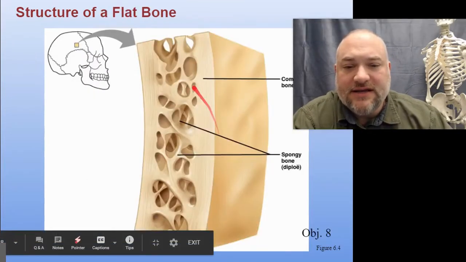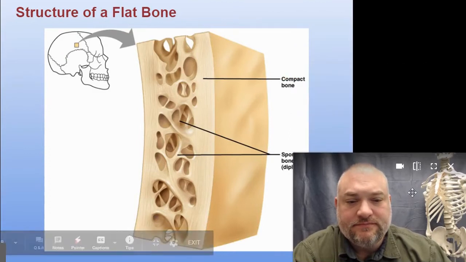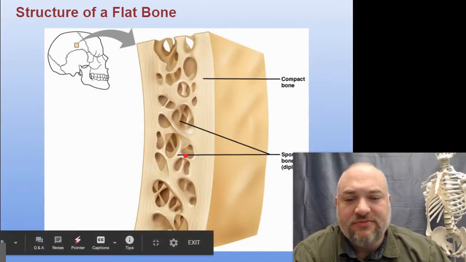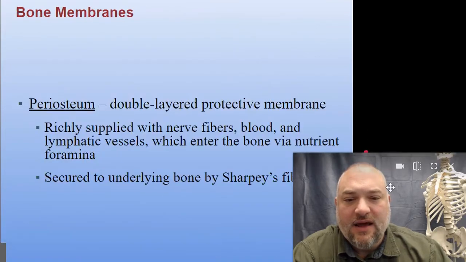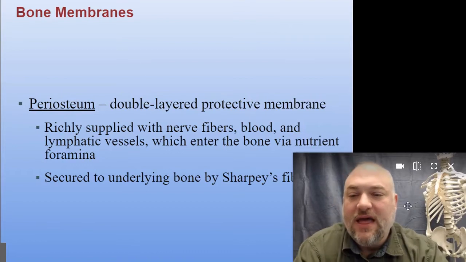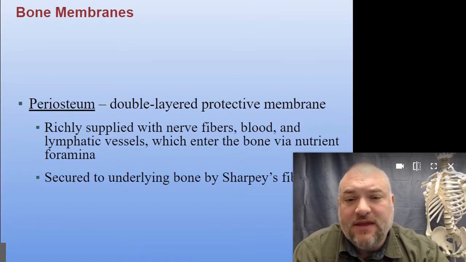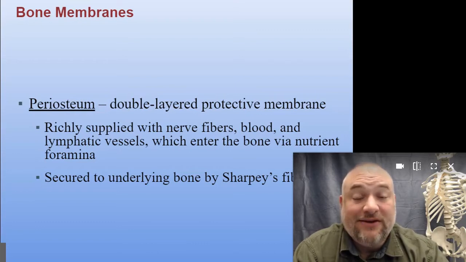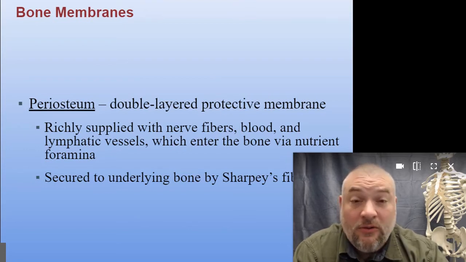Let's see. Now here is the structure of a flat bone. Got compact on the outside and spongy bone in the middle. Bony membranes. Yeah, whatever. We'll leave it down there. Already talked about periosteum, double layer protective membrane, lots of nerves, blood, lymph vessels that help to get nutrients and waste in and out of the bone. And there's little holes in the bone called nutrient foramina or foramen.